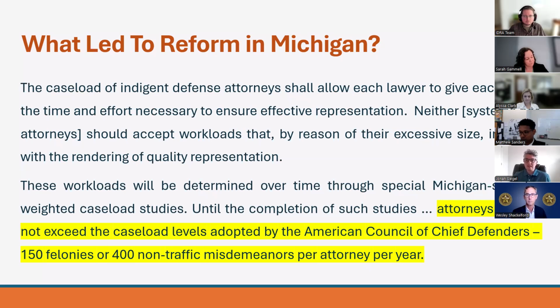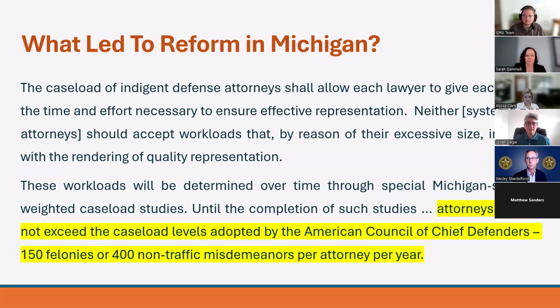What this says is that the caseload of indigent defense attorneys shall allow each lawyer to give each client the time and effort necessary to ensure effective representation. I won't go through the whole thing, but of note, what we adopted at the time of the standard was the levels that were suggested in the 1970s by NAC. That's 150 felonies, 400 non-traffic misdemeanors.